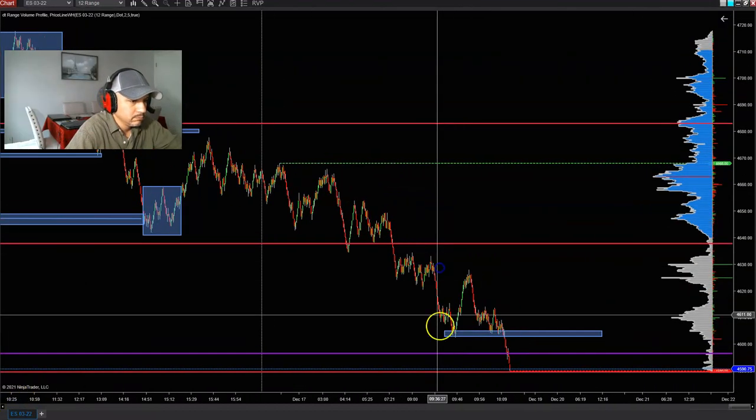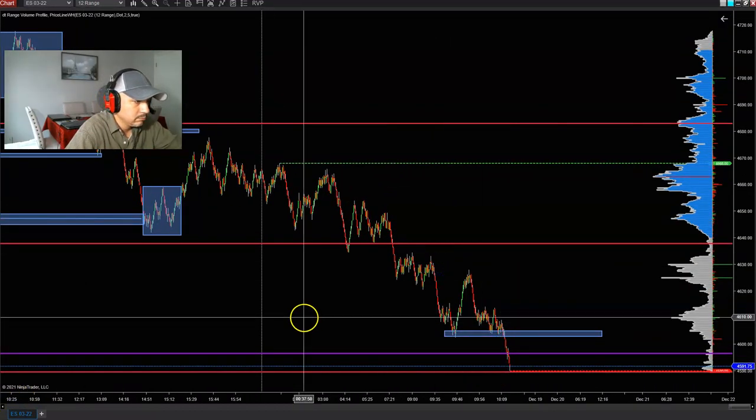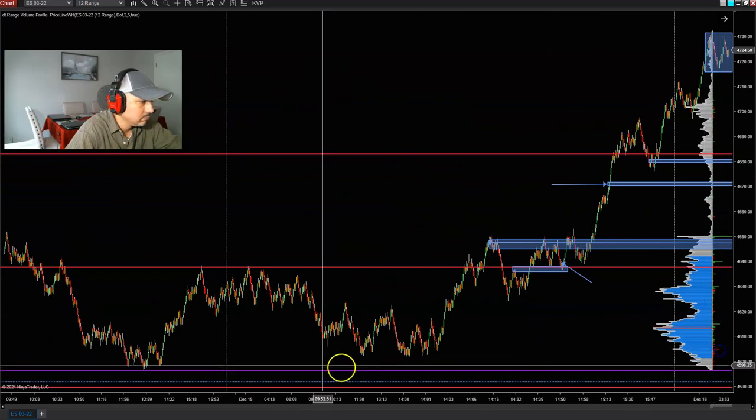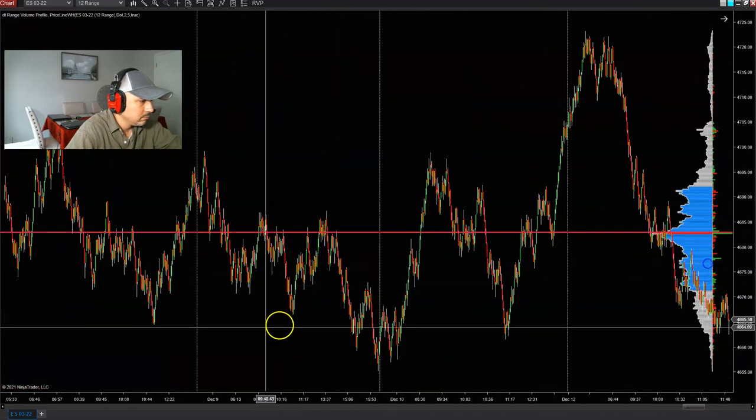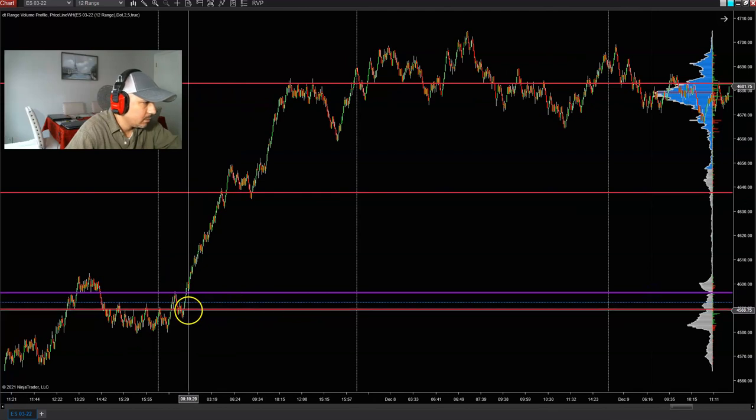So just sit back and wait on the rejection. Price comes to an area, a level, and you wait for the rejection. That's the key to trading.